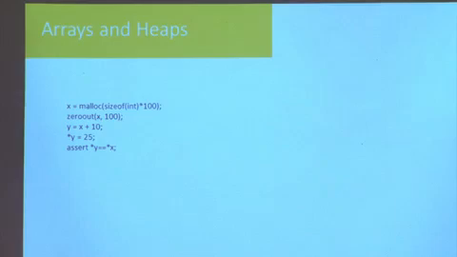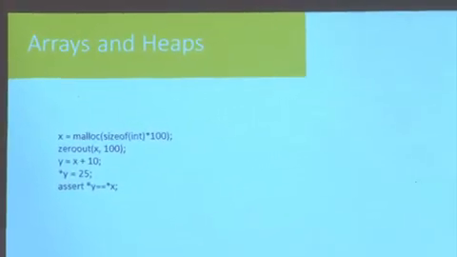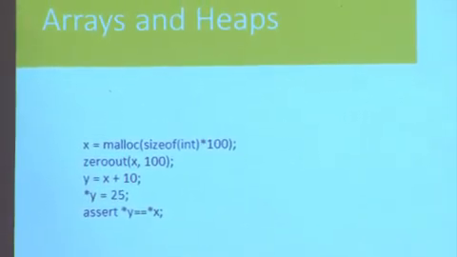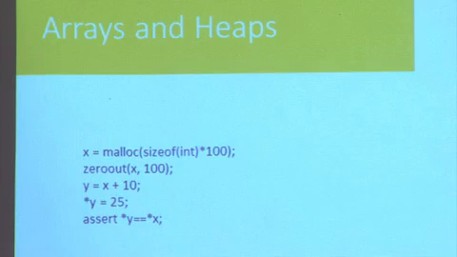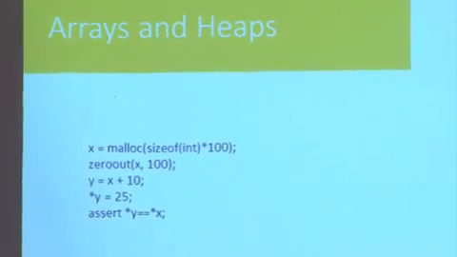And just from your basic knowledge of C, you could see that no. This assertion is actually violated, because x got zeroed out and y has 25 in there, but x is pointing to a different location. So so far, so good.